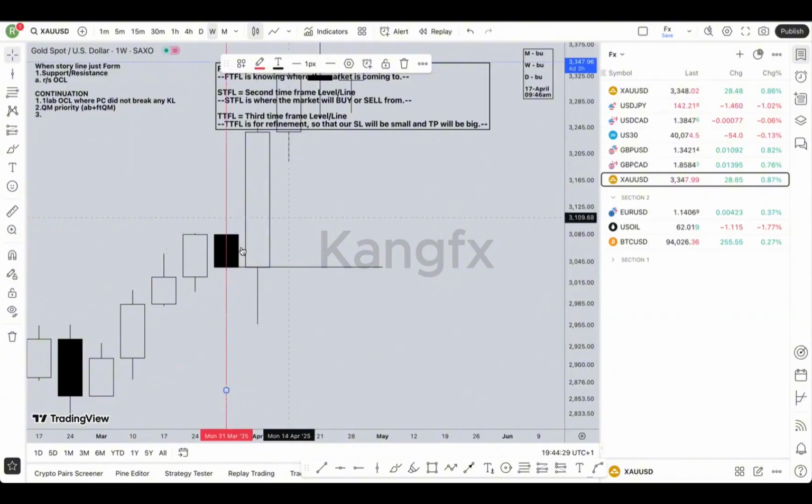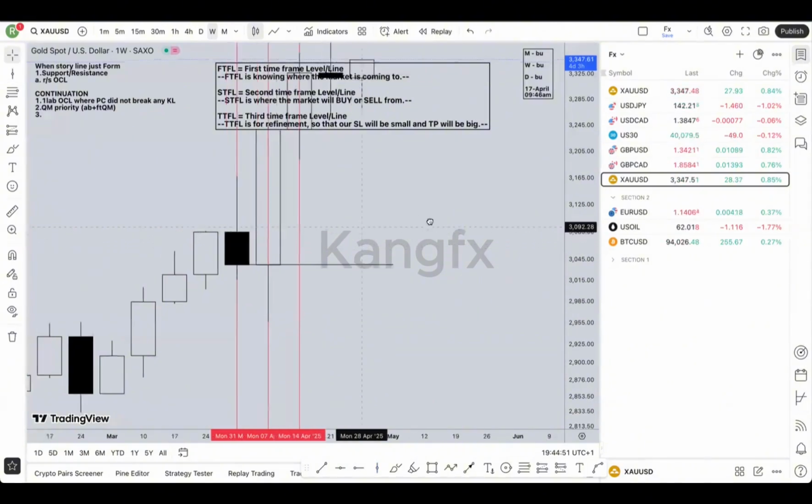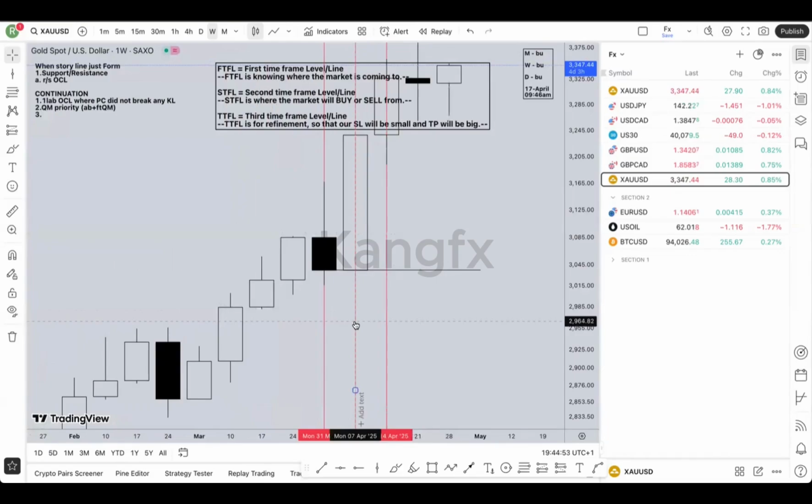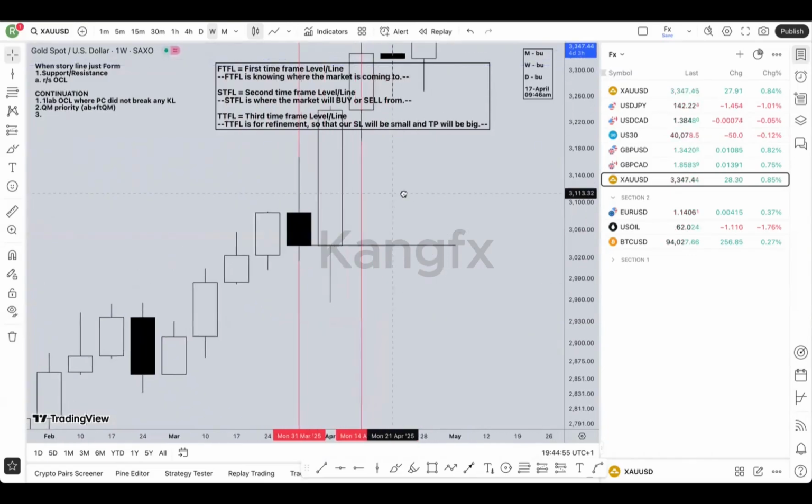You mark the first candle because this candle started here and ended here. That's where the black candle started and ended. And this second candle that completed the full structure of the support started here and also ended around here. So you mark where it started, one step, and where it ended. Now, I'll remove the one in the middle. Inside this area, that's where we're going to look for our STFL.